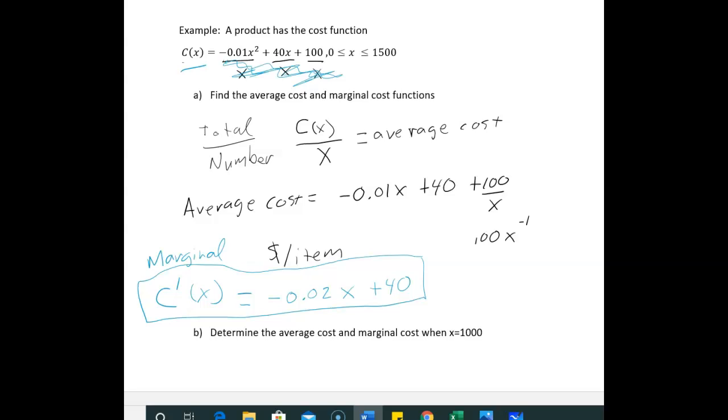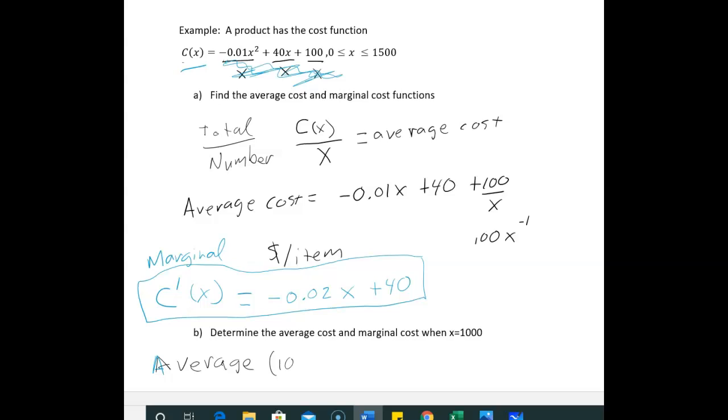You are just asked to put 1,000 into each of these functions. So for the average cost, now let me be consistent and do that in the color I used for average cost. So for the average cost, you can see why I type out a lot of my notes here.